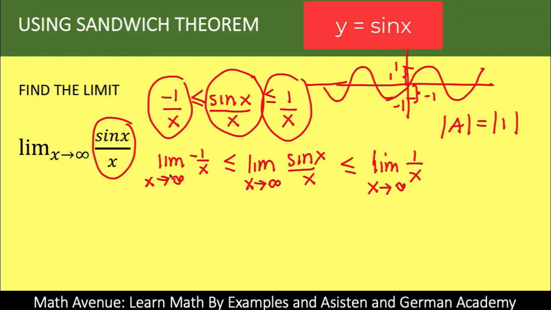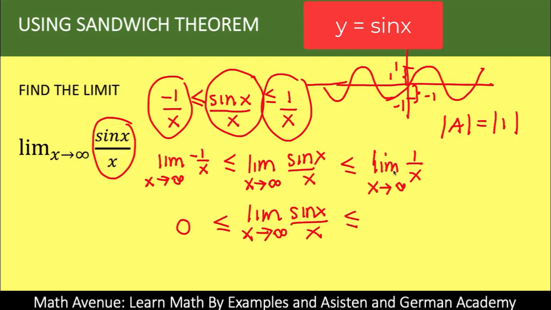So what is the limit of -1 over x as x approaches positive infinity? So you have the number -1, and you divide that by a very, very large number. So this limit would become 0. And we do not know the limit of this, so let's just copy the limit of sine of x over x as x approaches positive infinity.